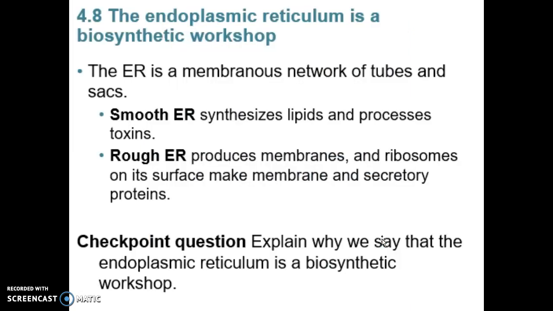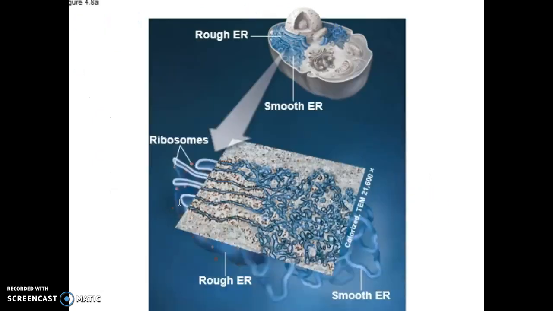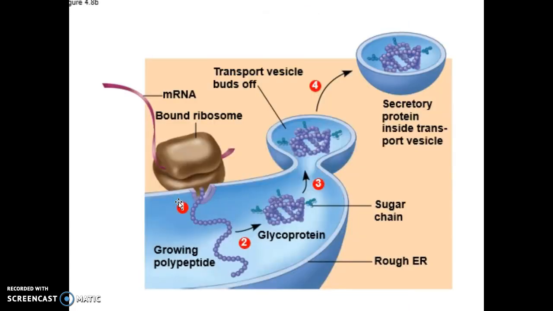Why do these two endomembranous systems exist? Well, they exist because they carry out two different functions. The smooth ER is responsible for synthesizing lipids and for processing toxins. The rough ER is what produces membranes. It has ribosomes on its surface, so it makes all kinds of proteins, membrane and secretory proteins. This is a diagrammatic view of the smooth and the rough ER.